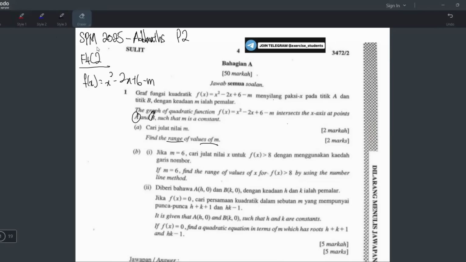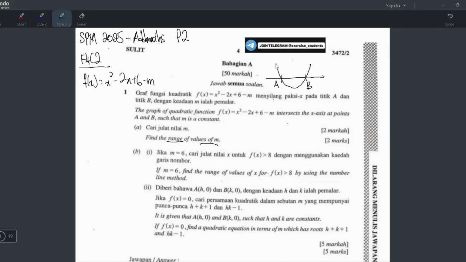Well, they mentioned a keyword here: intersects x-axis at points A and B. So they're trying to hint at something here. What does it mean? It means the shape of this quadratic will definitely be like that, like a happy face, because the a is positive 1. And intersects x-axis at point A and B just means that it will have two different roots, one at point A, one at point B.